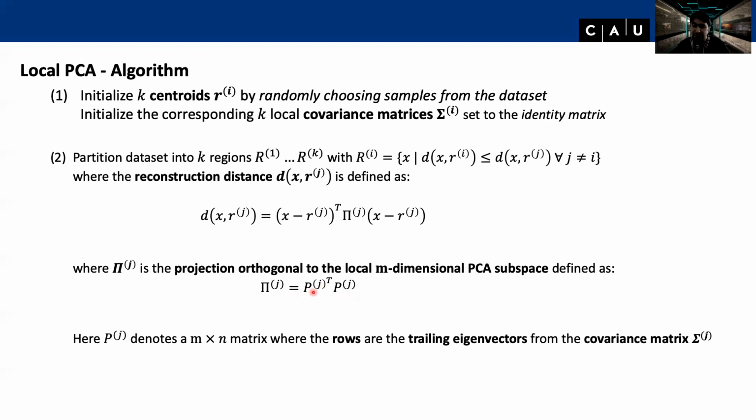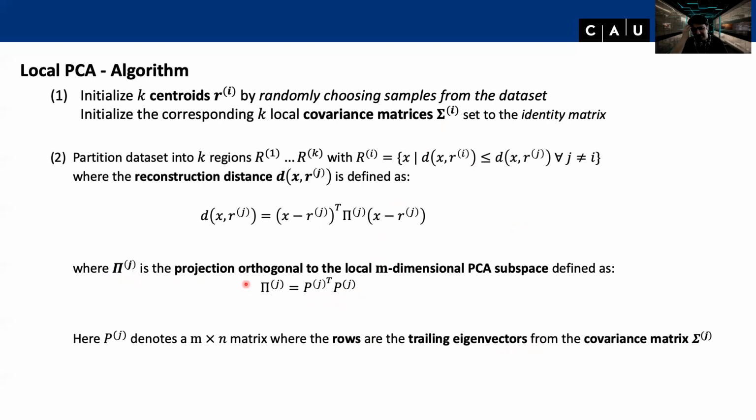What is the meaning of P_j? P_j here denotes an m times n matrix, where the rows of this matrix P_j represent the trailing eigenvectors from the covariance matrix Sigma_j that we have here. So what we have here is a product of the trailing eigenvectors of this covariance matrix, transposed, times themselves. And this is the reason why this matrix Pi_j is the projection orthogonal to the local m-dimensional subspaces. Excuse me.